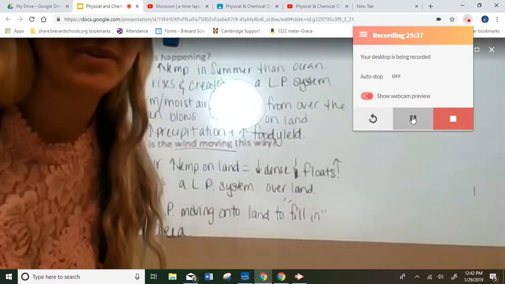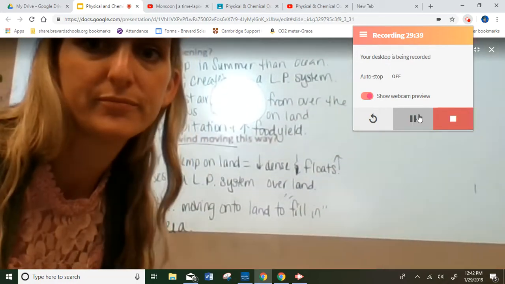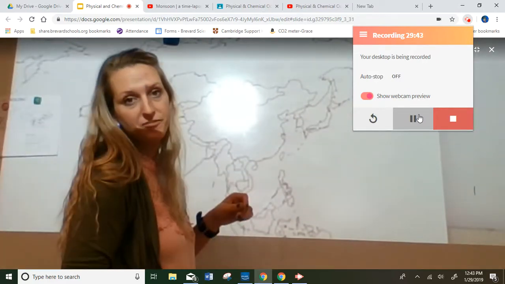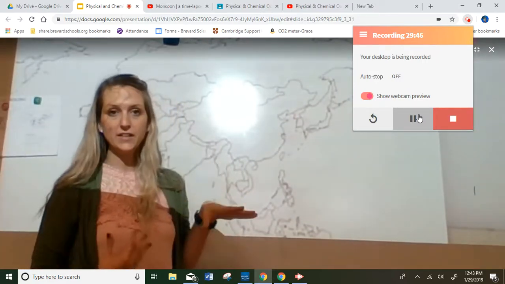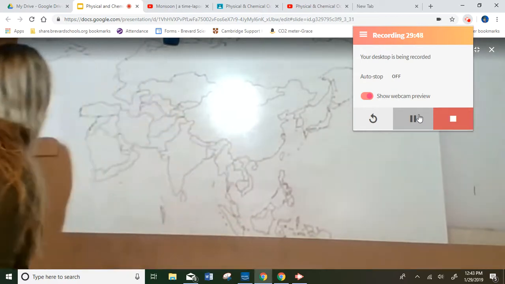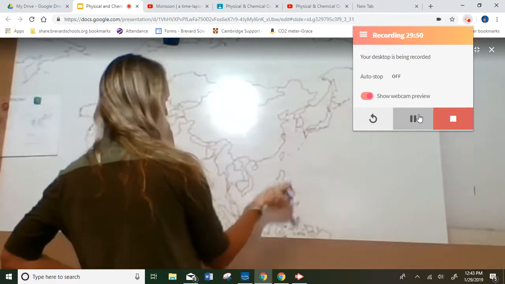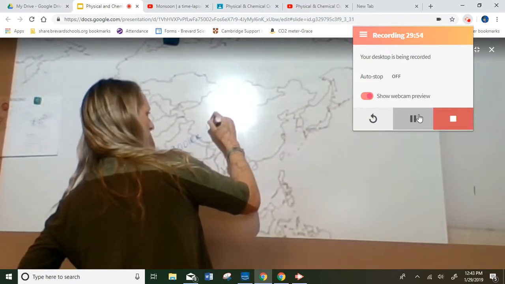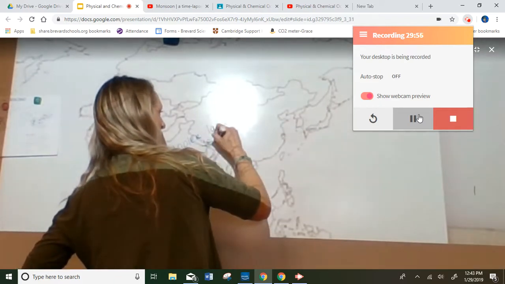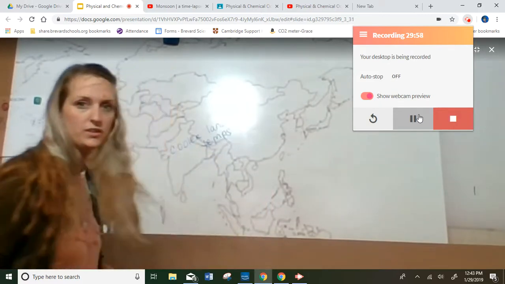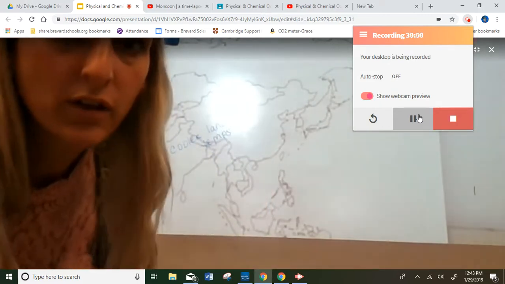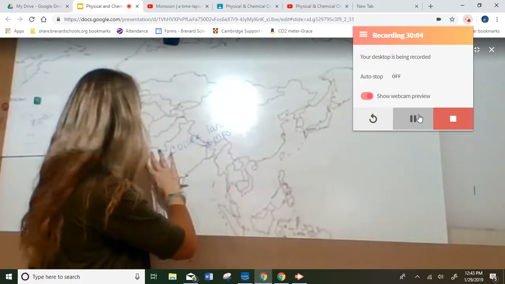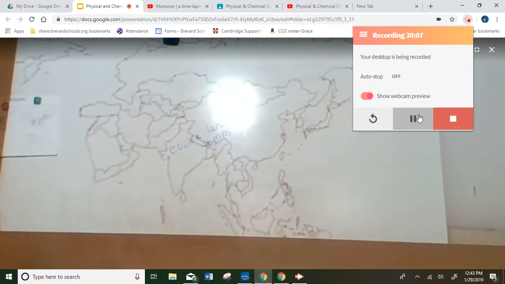Now we're going to do what happens in the winter time. It's the opposite. Okay, now this is going to be the winter time, and the opposite effect is going to happen. So the land is going to be cold. Here's India. Okay, so cooler land temps. Put it across your land masses.